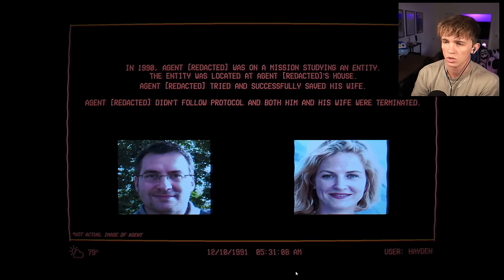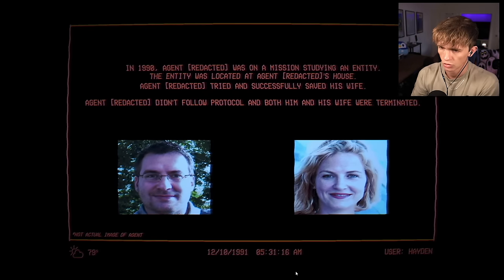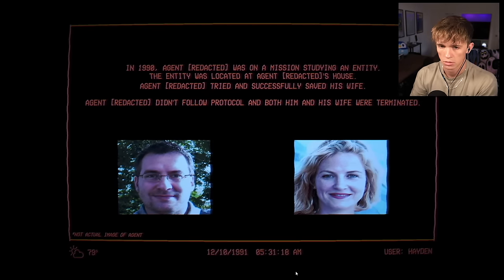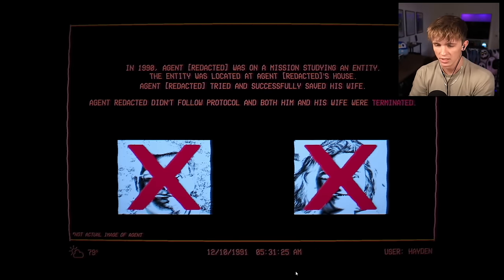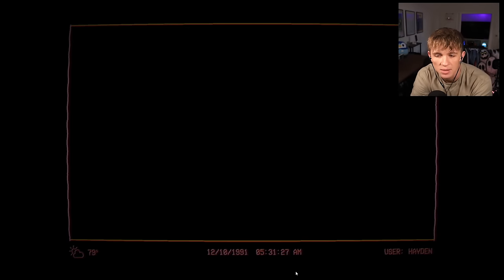In 1990, Agent Redacted was on a mission studying an entity. The entity was located at Agent Redacted's house. Agent Redacted tried and successfully saved his wife. Oh. Agent Redacted didn't follow protocol and both him and his wife were terminated. Damn, well, at least they went down together. It's like Romeo and Juliet and shit, you know?